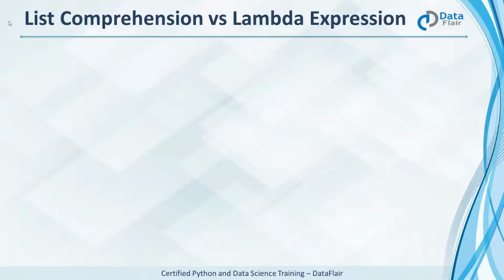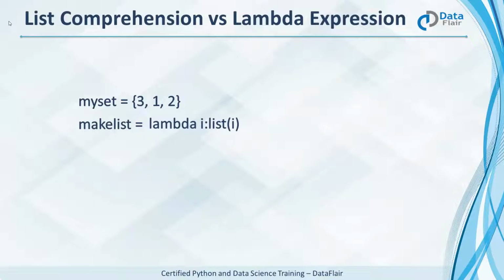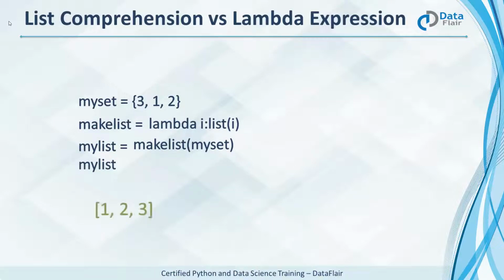How are these different from Lambda expressions? Take a set, mySet. A Lambda expression takes a value and creates a list out of it. We call this makeList. Now we make a call to makeList and pass mySet as an argument to it. We call this myList. Now when we print it, we get the list 1, 2, 3.